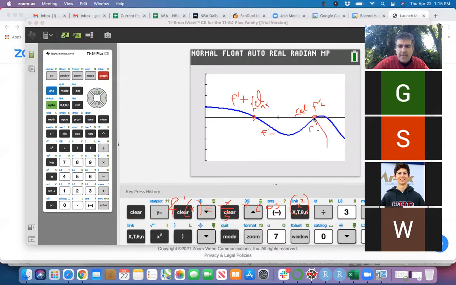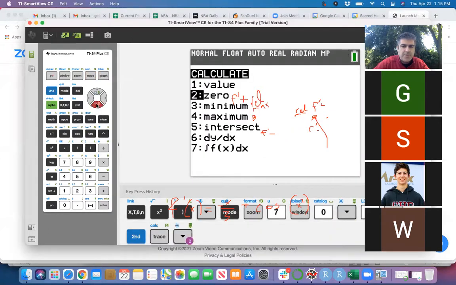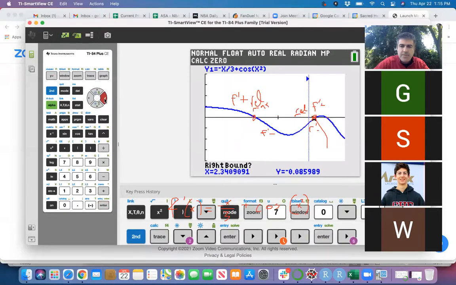So I want that x coordinate. That's all I want. To do that, you go to your calculator, you go second trace, and you find the x-intercepts, which is zeros. So we'll do option 2. You can probably even trace close to it, but you know it's okay. We'll get spot on. Go a little to the left, go a little to the right, and you get 2.37. So the answer is C.